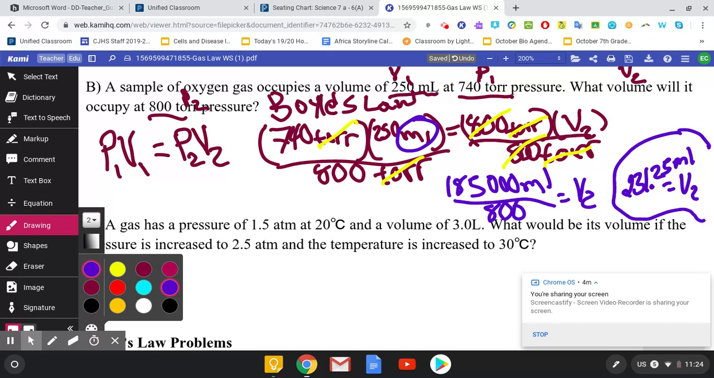So this is an example of B. If you want to stop it here, give it a shot yourself, check yourself, ask any questions about it, send me an email if you do have questions.